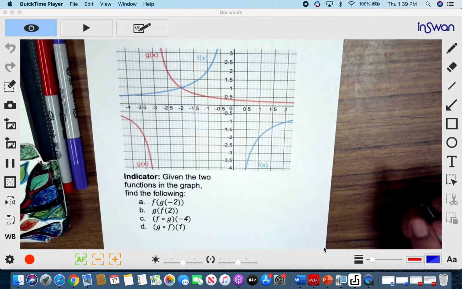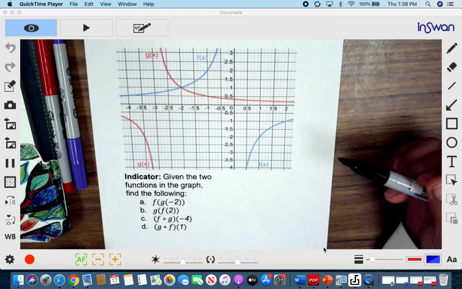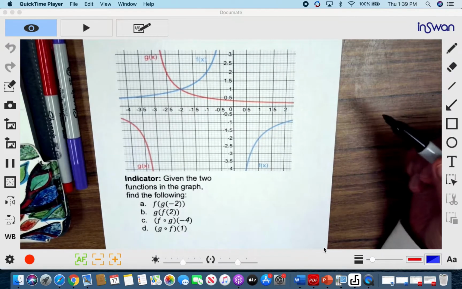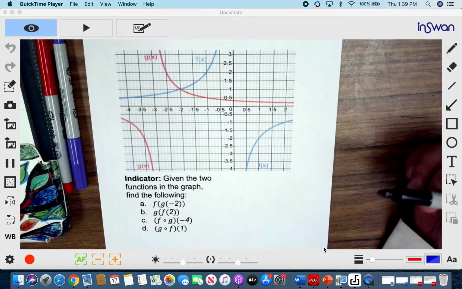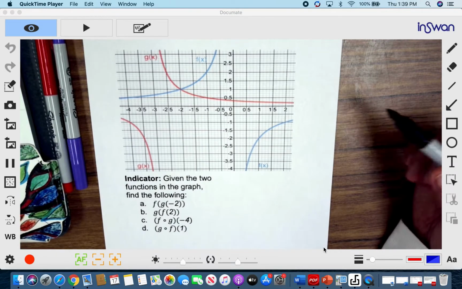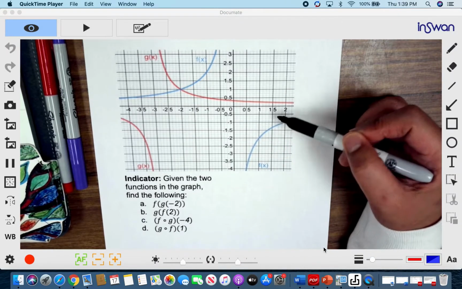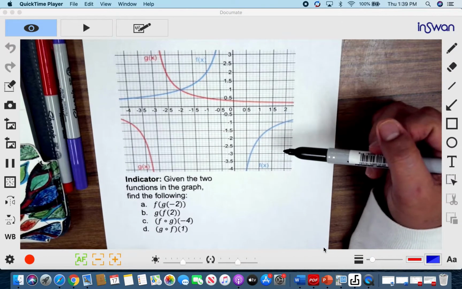We do composition of functions using graphs. It's not actually different from when you are composing functions using tables, so we follow the same procedure. It's just that in the table, your x values and y values are readily available for you. In the graph, you really need to identify them using how to locate your points in the Cartesian plane.